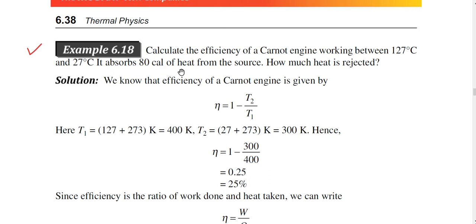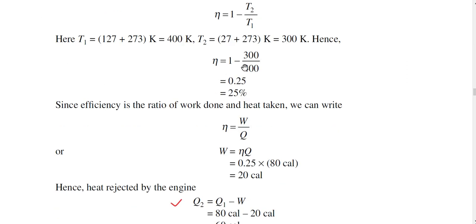It absorbs 80 calorie of heat from the source. So W is equal to eta into Q, so 0.25 into 80 calorie. That means W is equal to 20 calorie. We have calculated the work done from this formula, eta is equal to W by Q.